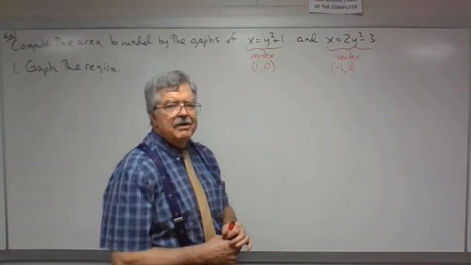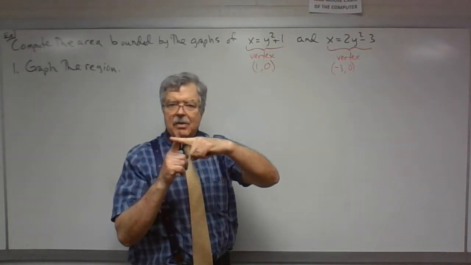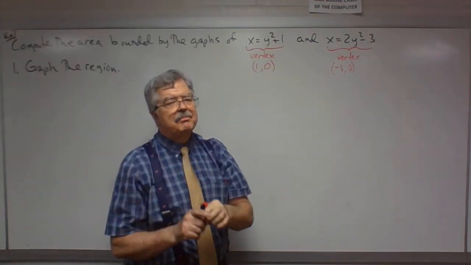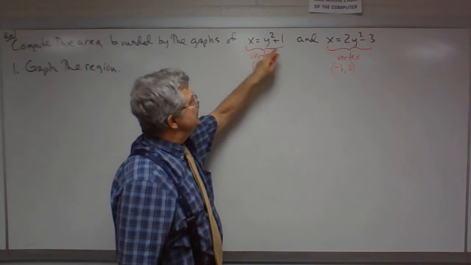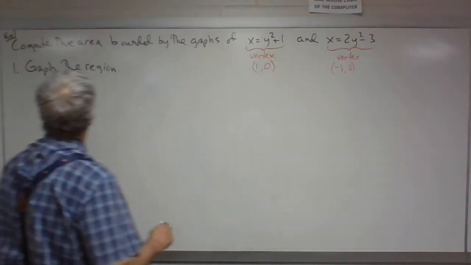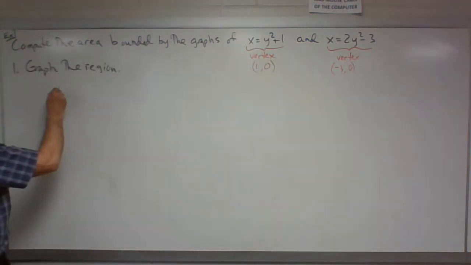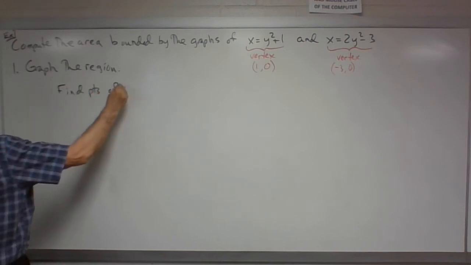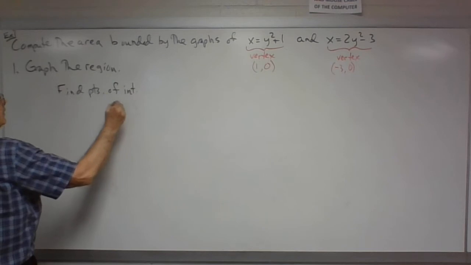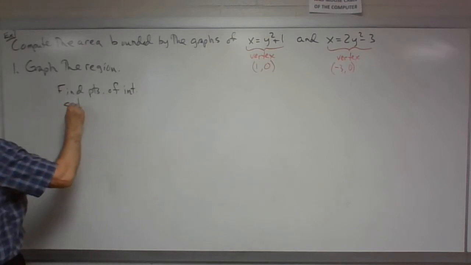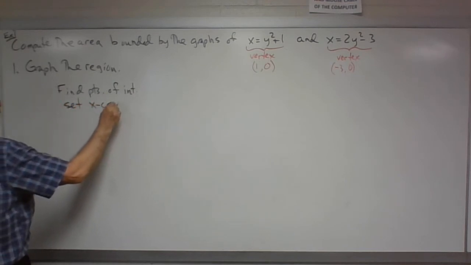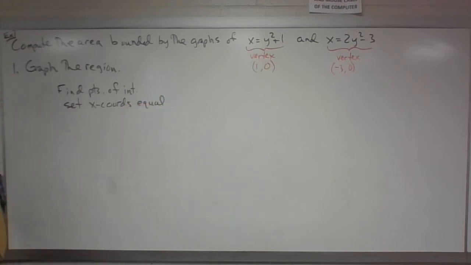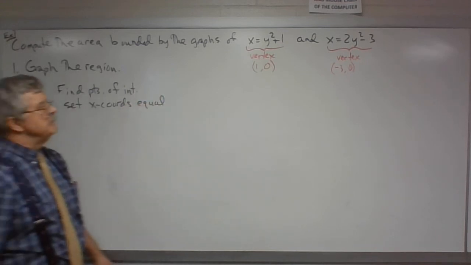Where the graphs intersect, the x coordinates will be the same, the y coordinates will be the same. So here, let's set the x coordinates equal. Find points of intersection. Set x coordinates equal, and we'll see what that forces y to be.